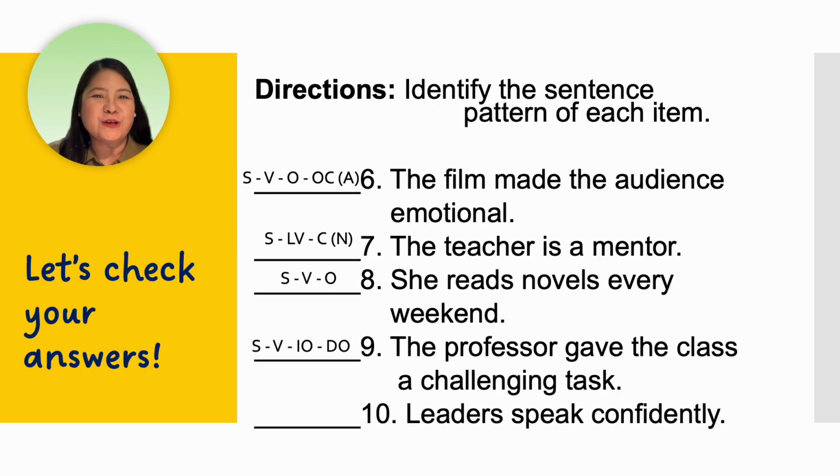9, it's SVIODO. Subject, the professor; verb, gave; IO, the class; DO, a challenging task. Gave what? DO, a challenging task. To whom or for whom? The class. And finally, number 10, and that is SV. Subject, leaders; verb, speak. Leaders speak. You can actually end it there. Or leaders speak confidently. It's still SV.